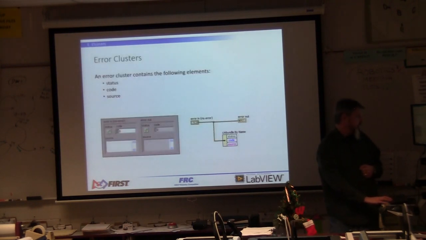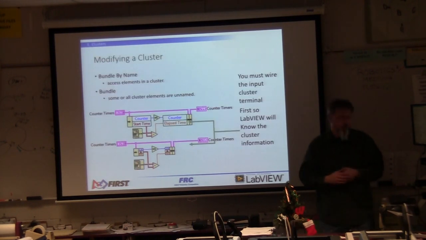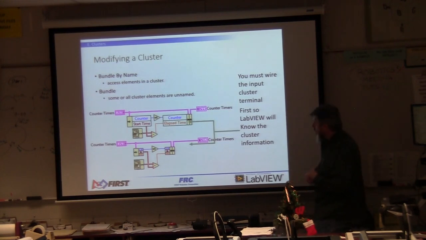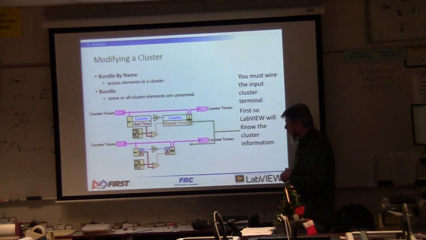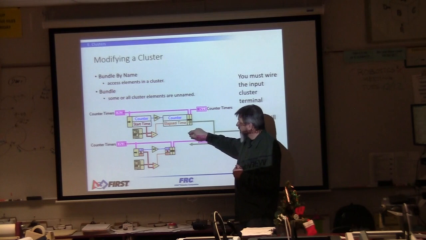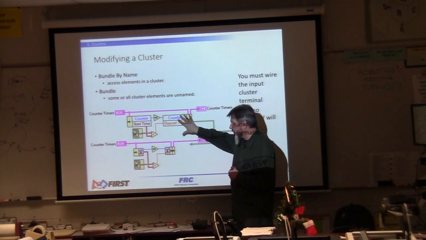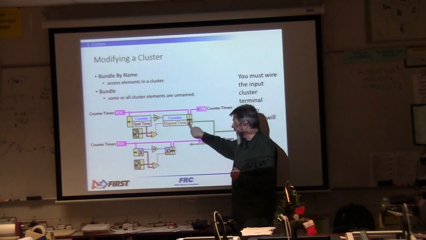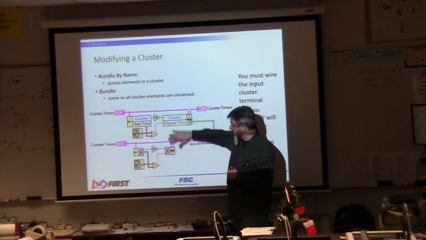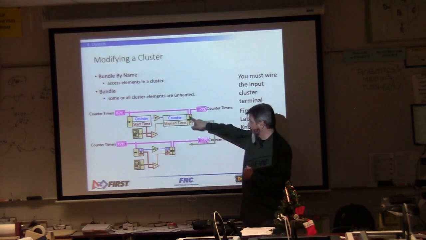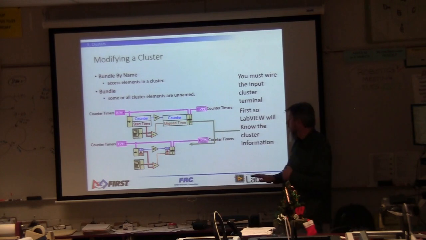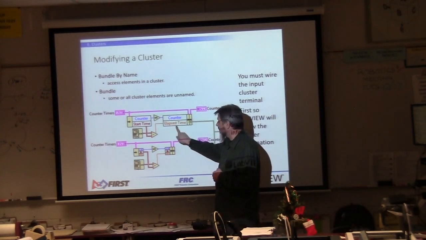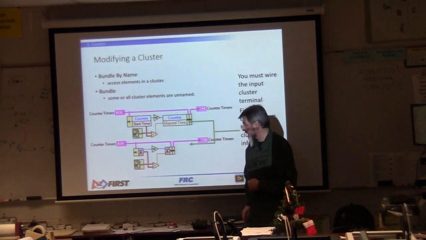There's the bundle function. This is how we put data back into a cluster, using the bundle by name or the bundle function. Where I see a lot of problems is, if you're doing a bundle by name or a bundle, always wire this middle terminal first, which will set the node up, so then you can select and wire the correct ones. You can change this value to any of the other values by hovering here and using the finger tool, clicking, and it'll give you the list, and you can select.